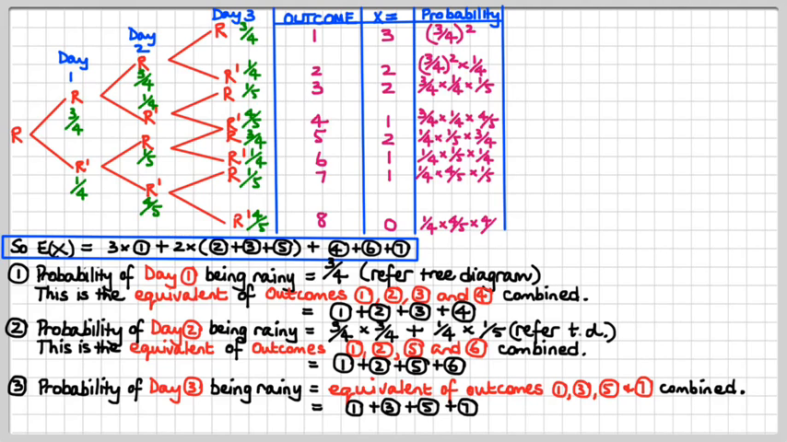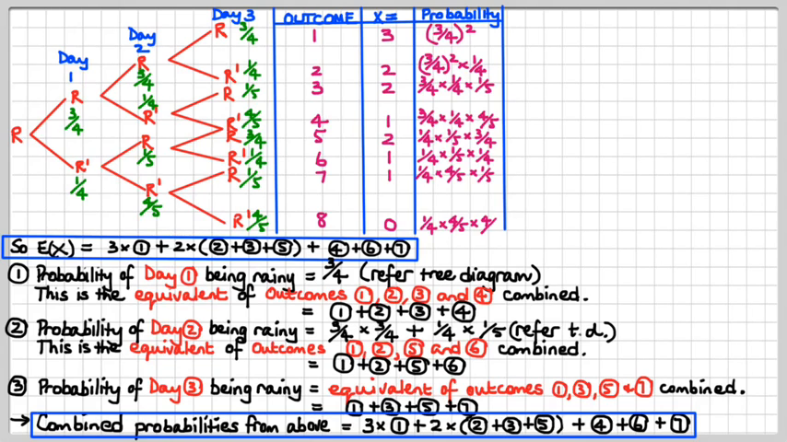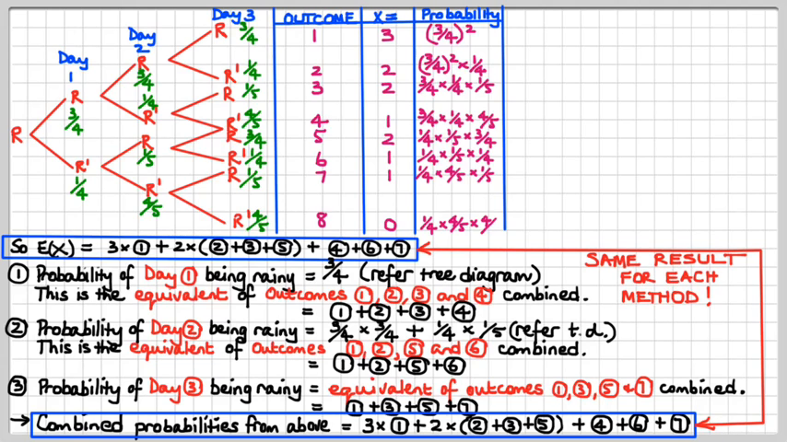So it's the equivalent of outcomes 1, 3, 5, and 7 combined, which is 1 plus 3 plus 5 plus 7. Now, if you add all those up, the probability of day 1 plus the probability of day 2 plus the probability of day 3 being rainy, you will get that. You can pause the video and have a go and do it yourself if you like, but that's what you get. Now, the amazing, gobsmackingly, awe-inspiringly incredible thing is that this one here we got from working out the traditional expected value way, and this one here we got from this funny, non-intuitive, a bit weirdo way, using the transition matrix, are actually identical. They're absolutely the same as each other. They're the same result.